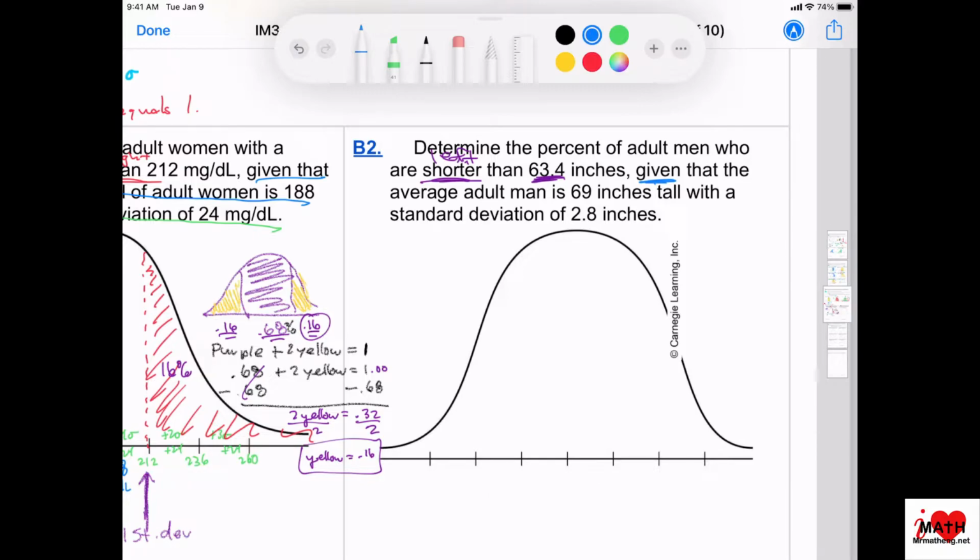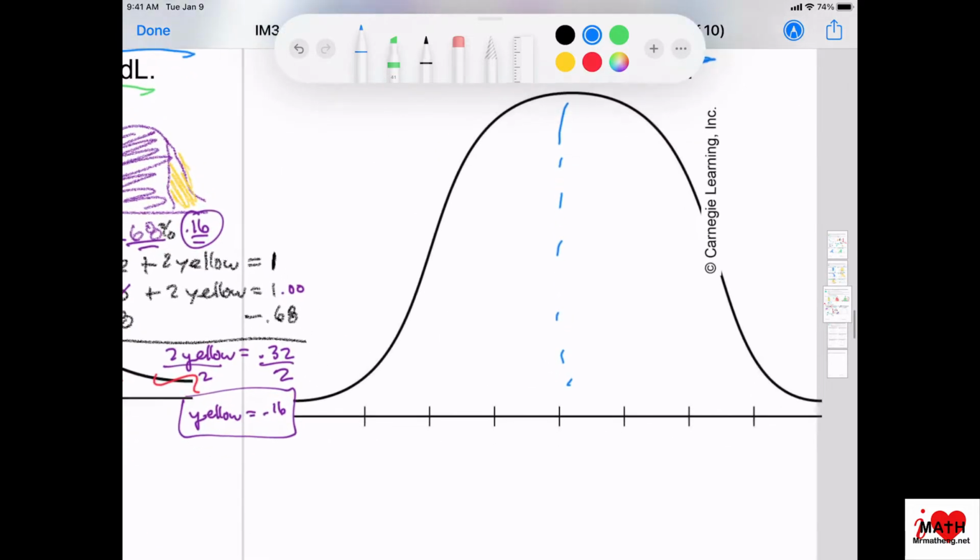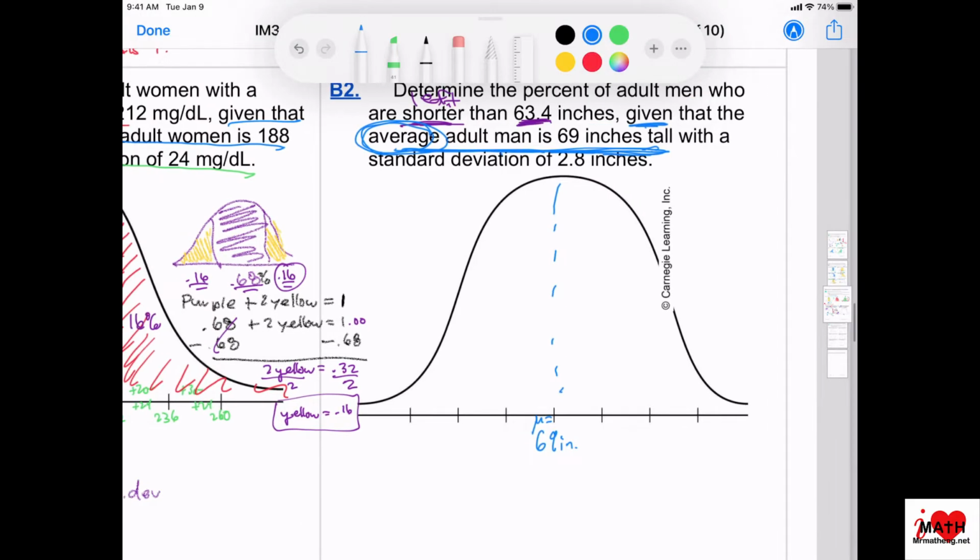So given that the average man is 69, remember when it has the word average, they don't tell you this, but they're implying that this is the mean. Average is another word for mean, so that's the center. So I'm going to write 69 inches. And this is our population mean, the measure of center, okay? And then the green we talked about is with a standard deviation of 2.8.